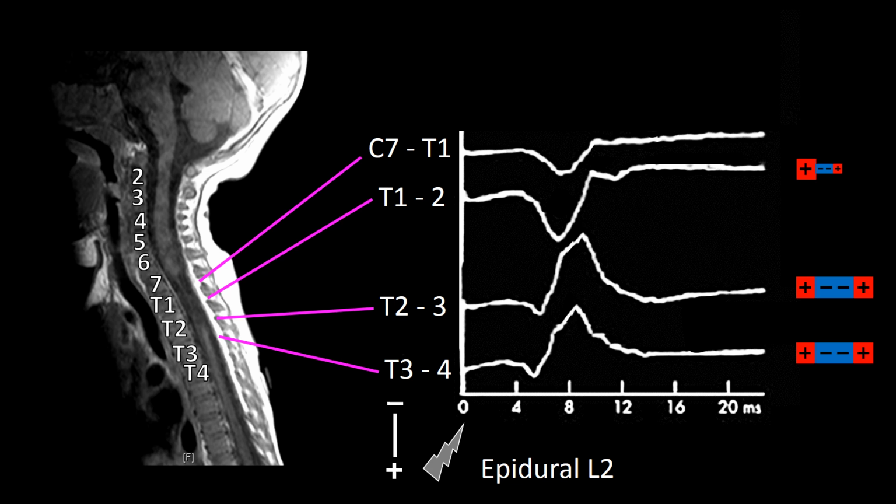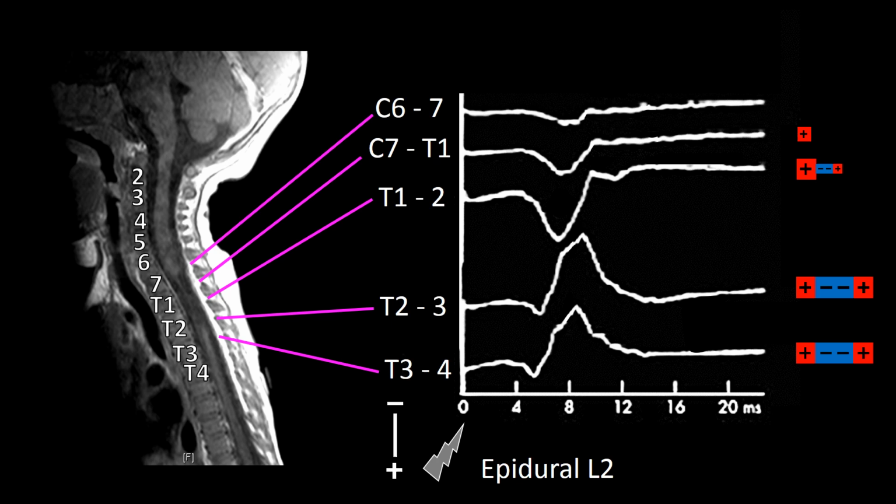Rostral to the complete block, we only see a positive wave, which is believed to be a positive far field, which occurs in the segment above where only the positive wave is present. Again, believed by most to be a positive far field.